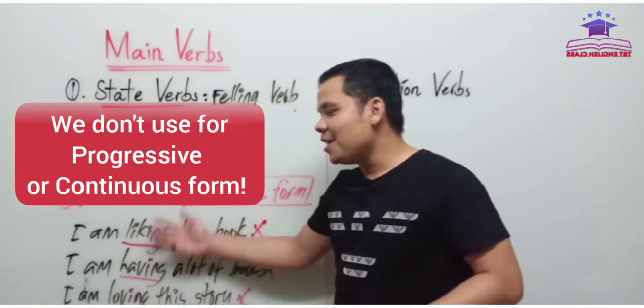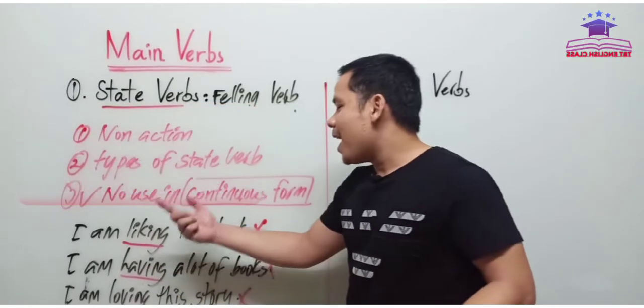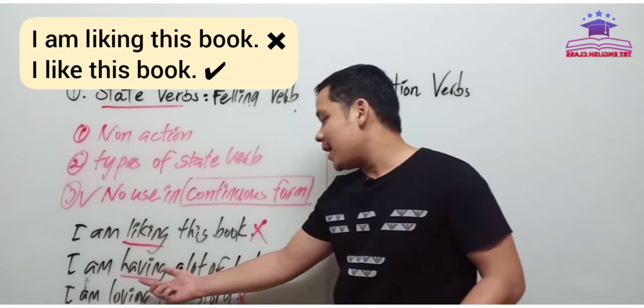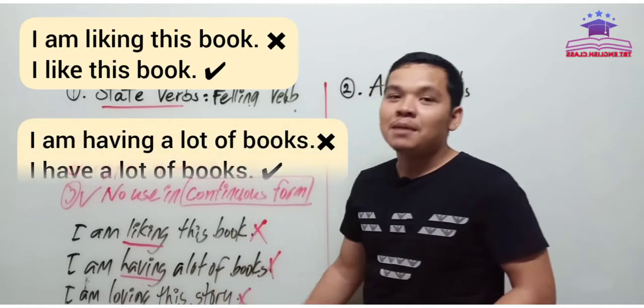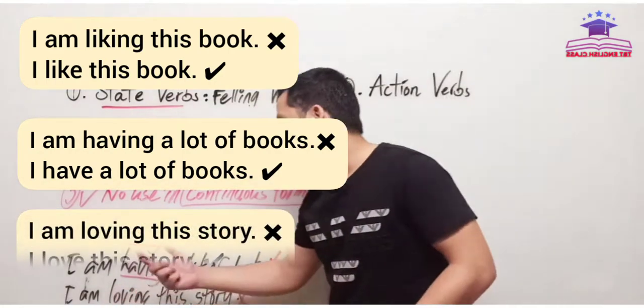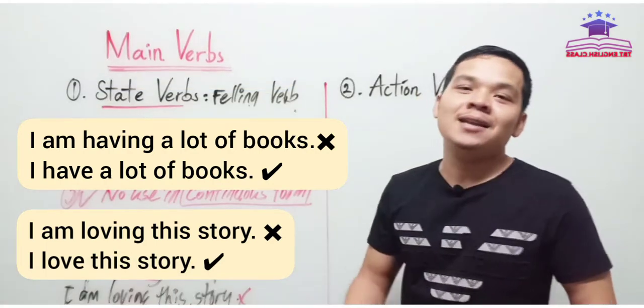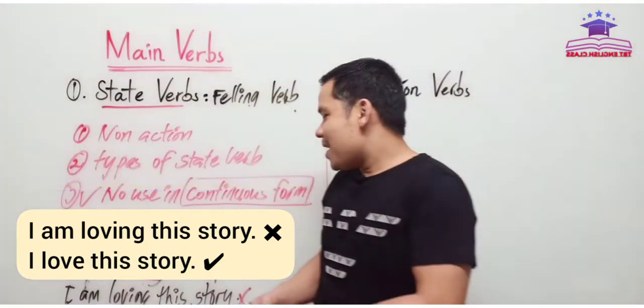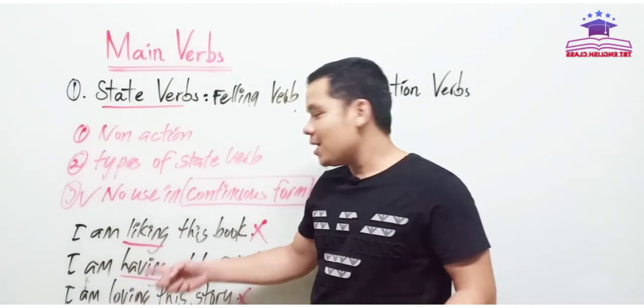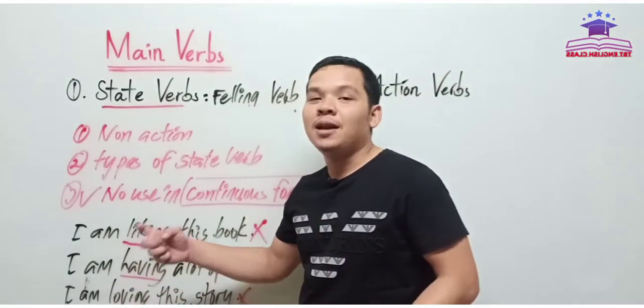Okay, so three of them are wrong. We don't say "I am liking this book," but we say "I like this book." We don't say "I am having a lot of books," but "I have a lot of books." We don't say "I am loving this story," but "I love this story." Because we don't use liking, having, or loving.